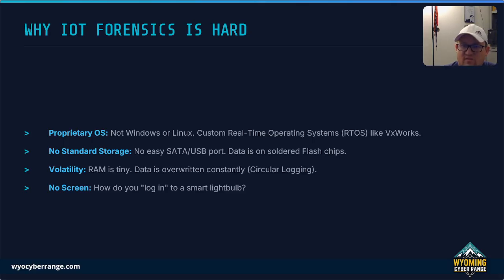It means that once the small local storage is full, the device is going to continuously overwrite the oldest data with the newest data, making prompt evidence collection critical. We also call this rolling log information when we're dealing with Windows or Linux environments.